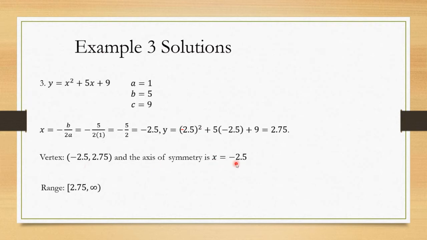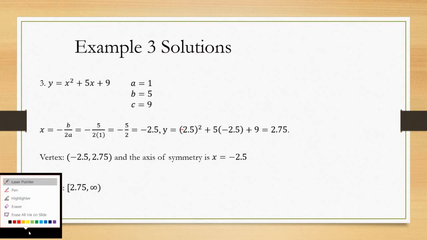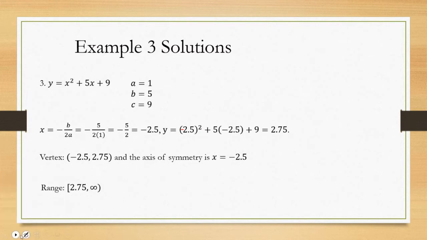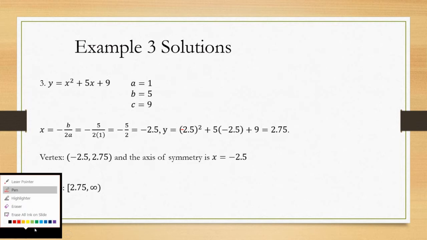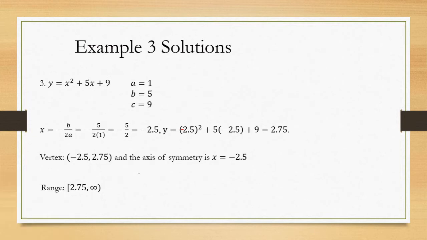Here's the axis of symmetry. That's the equation for it. And again, since A is positive, we know it has to open upward. Oh, wrong button. Sorry about that. It's going to open upward, so the graph's going to do something like this. As you can see, the range, the vertex is down here. So the range is going to start at the y coordinate of the vertex, and it's going to go up.